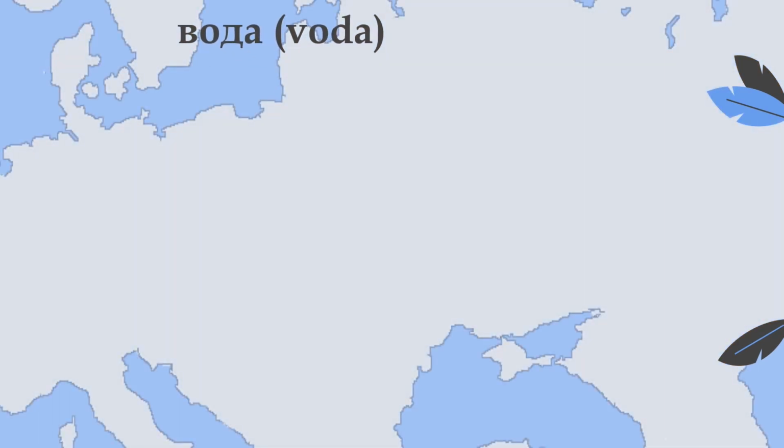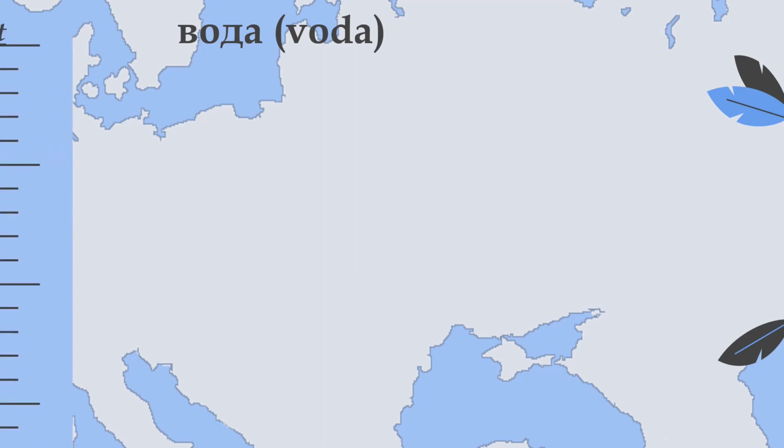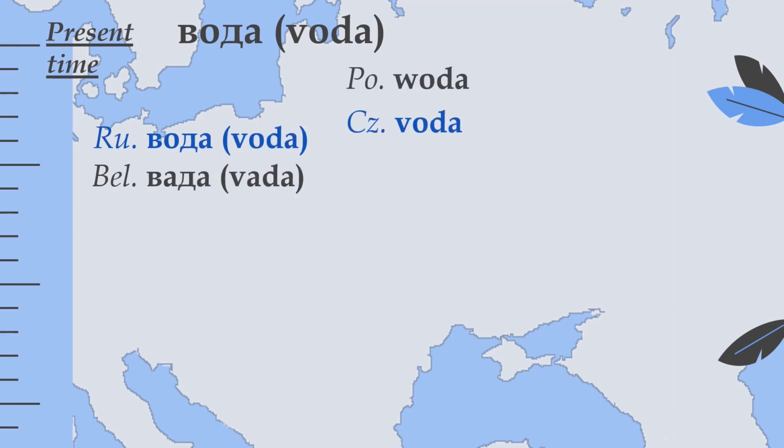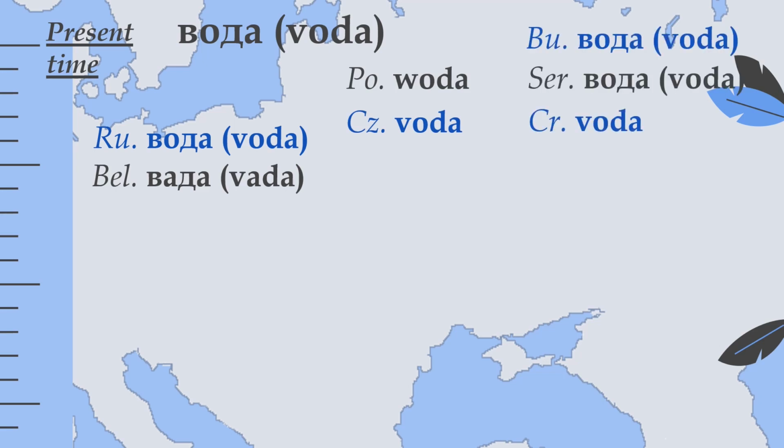So today's Ukrainian Voda is closely related to the same word in other Slavic languages. We have the present time Russian Voda, Belarusian Voda, Polish Voda, Czech Voda, Bulgarian Voda, Serbian Voda, and Croatian Voda.